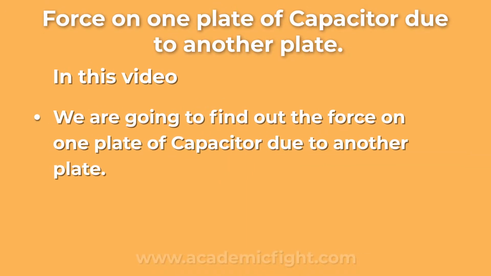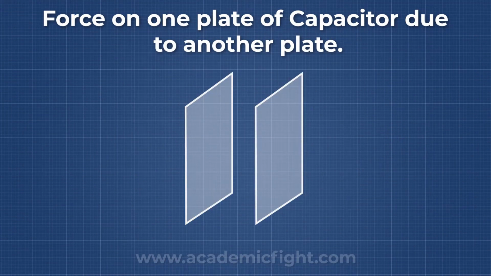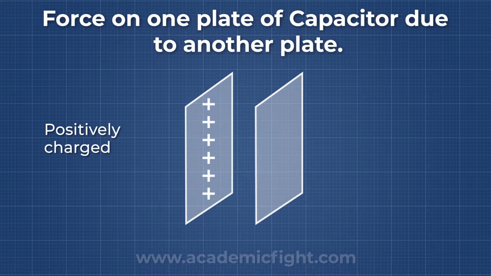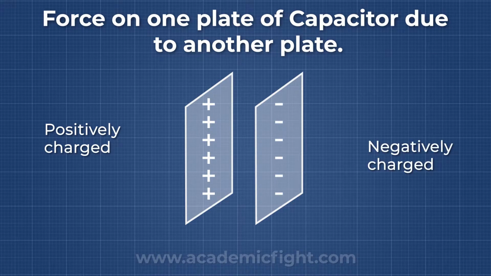Hi. In this video, we are going to find out the force on one plate of a capacitor due to another plate. Up to now, we know that one plate of the capacitor is positively charged and the other plate is negatively charged. Due to this presence of charge, there exists a force between them.